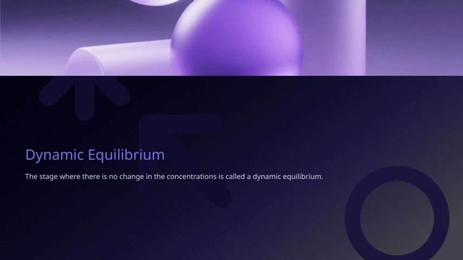Now, let's talk about the stage where there is no change in the concentrations. This is called a dynamic equilibrium. At this point, the forward and reverse reactions are happening at the same rate, so the concentrations of reactants and products stay constant. It's important to remember that even though it looks like nothing is changing, the reactions are still ongoing. This balance is what we refer to as a dynamic equilibrium. It's a key concept because it helps us understand how reactions behave in closed systems, and it ties into the overall theme of how chemical reactions reach stability over time.